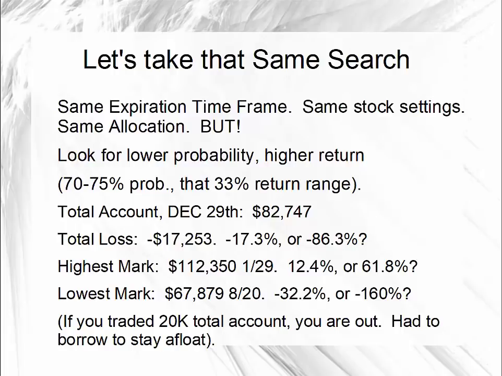$67,879, a 32.2% loss on the $100,000 portfolio. Or is it 160%? We lost about $32,200. We were investing only $20,000, which means we're either out of trading because we burned through that $20,000 we allocated, or we had to borrow from the rest of our portfolio and other strategies we might be using in order to try to get back to break even on this losing approach.